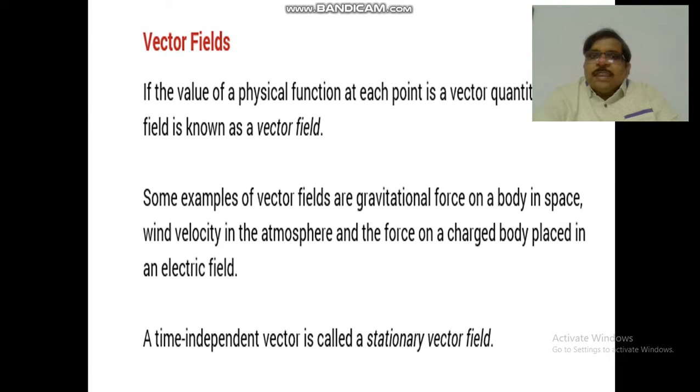Vector field. If a physical function at each point is a vector quantity, that field is known as a vector field. For example, gravitational force on a body in space, velocity in the atmosphere, and force on a charged body placed in an electric field. These are some of the examples. And a time independent vector field is called a stationary vector field.